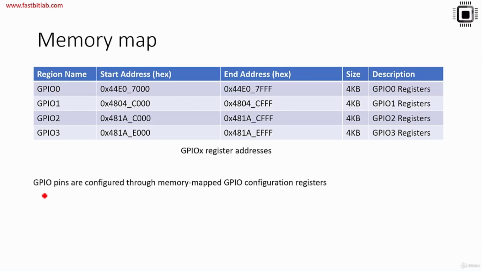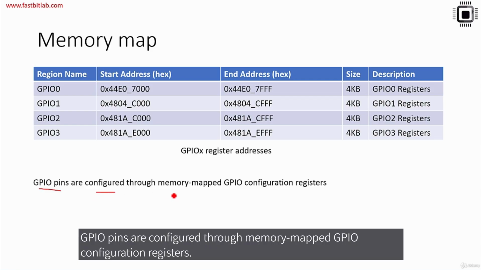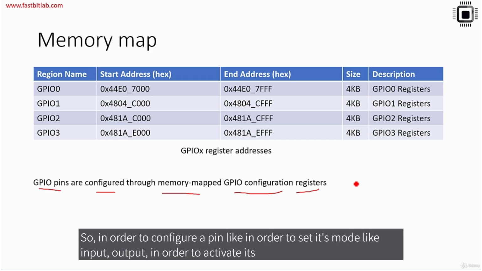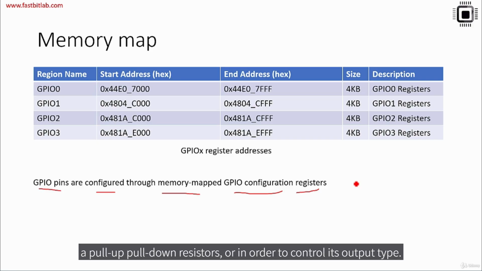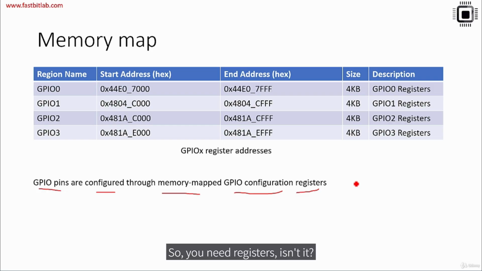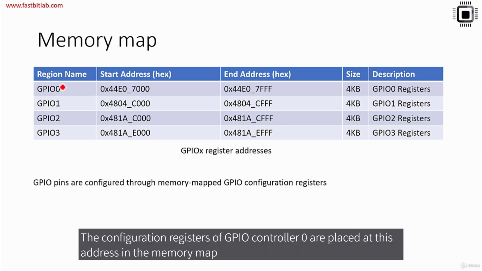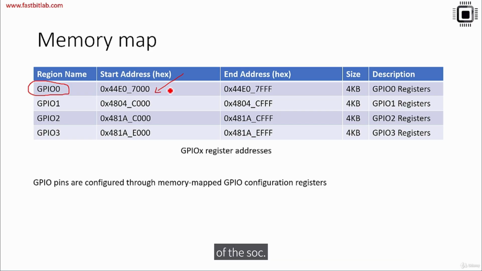Let's move forward. GPIO pins are configured through memory mapped GPIO configuration registers. So in order to configure a pin, like to set its mode, input or output, to activate its pull-up or pull-down resistors, or to control its output type, you need registers, isn't it? Those are called configuration registers. The configuration registers of GPIO controller 0 are placed at this address in the memory map of the SoC.